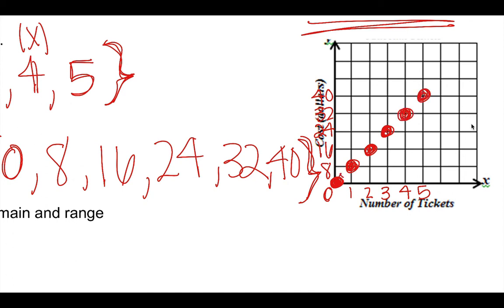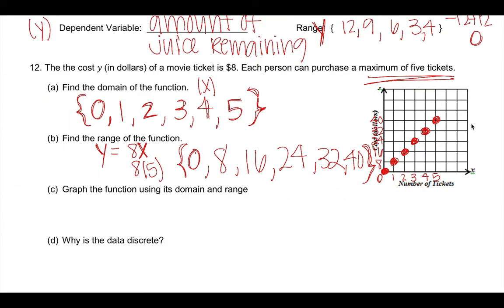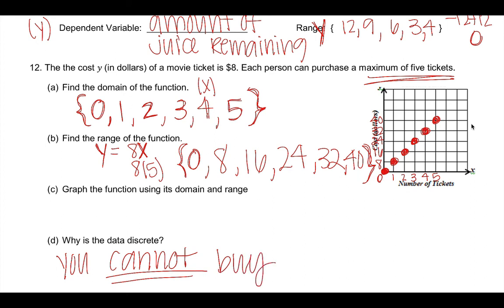And notice I'm not drawing a line between the data because why? It's disconnected data. It's discrete data. I can't have these little half marks. I can't have half a ticket. That doesn't work. So it's just discrete. There's no line in between them. And again, we've kind of already answered this. Why is this data discrete? Because you cannot buy half a ticket. Doesn't work. You either buy a ticket or you don't buy a ticket.